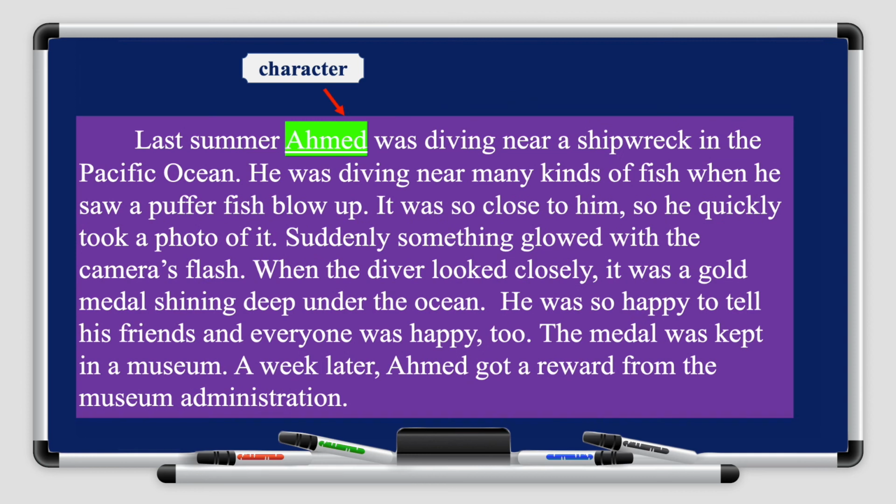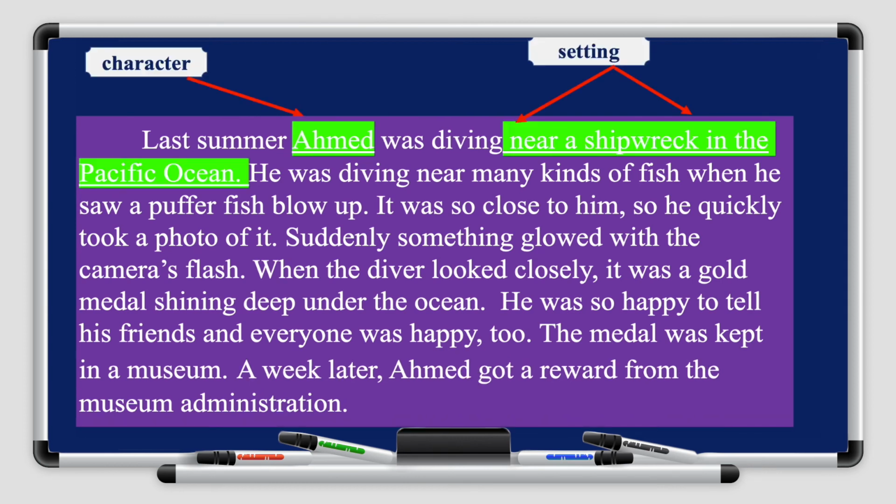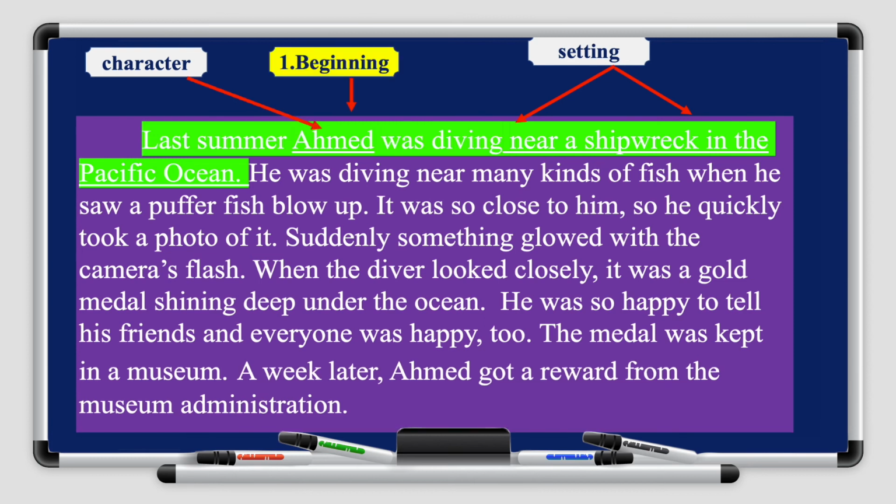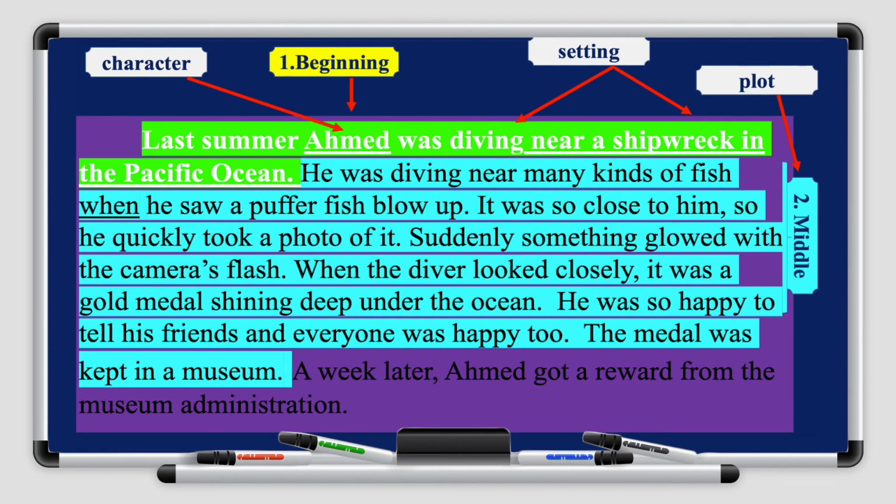I have the characters. It's only Ahmed, right? The only character I have here is Ahmed. So last summer, here I have the setting of the story. Last summer, and it was near a shipwreck in the Pacific Ocean. So I have the time, when it happened, and I have where it happened. This is my setting. And this is all in the beginning of my paragraph, followed by the middle, where I have all the plot.